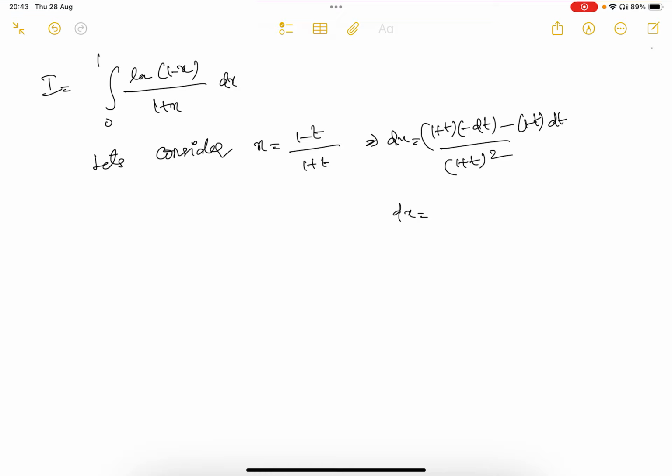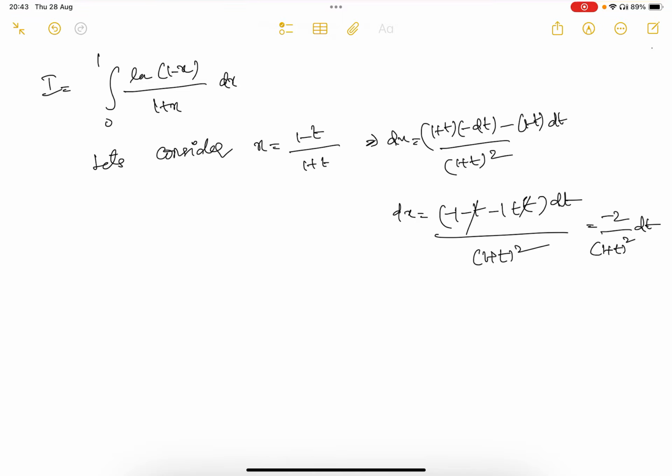So this will be, if you take dt out of it, minus (1 minus t minus 1 plus t) into dt by (1 plus t) whole square. Plus t minus t will go, then this will be minus 2 by (1 plus t) whole square dt.